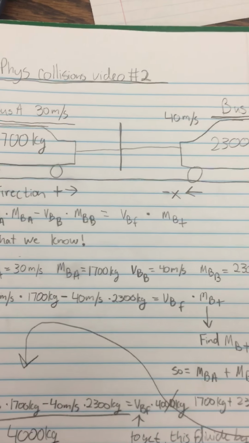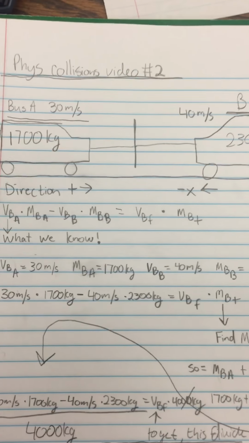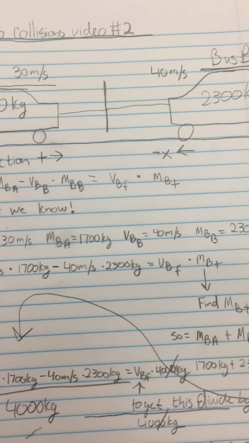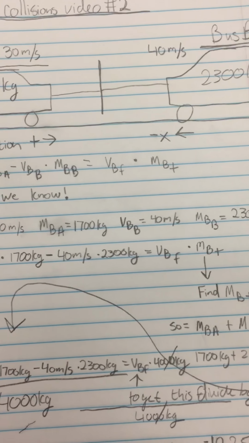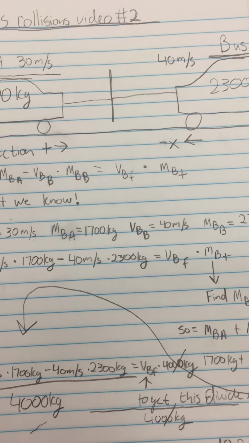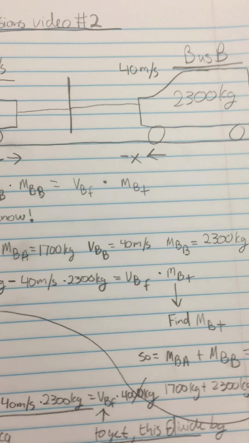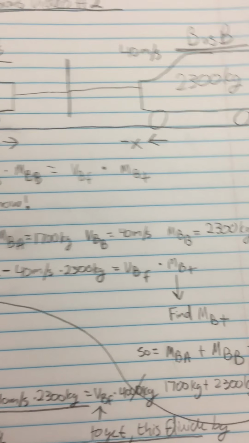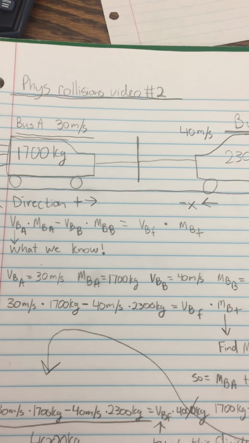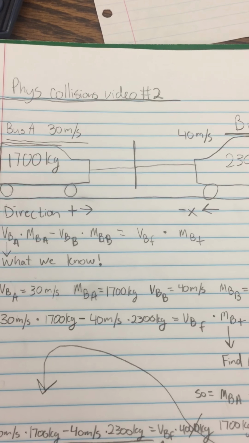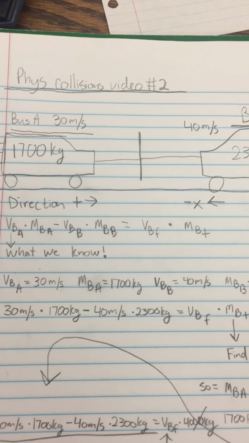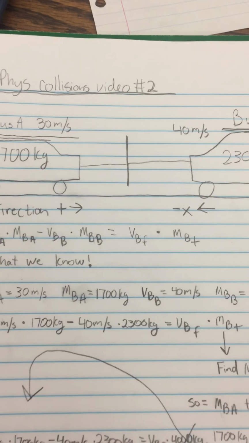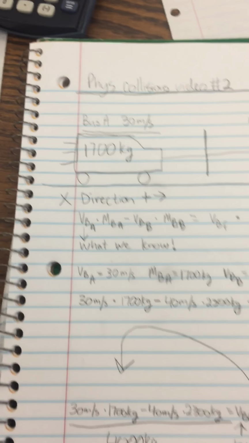Alright, so this problem is we have two big yellow school buses that crash. Bus A weighs 1,700 kilograms going 30 meters per second in the positive x direction. Bus B weighs 2,300 kilograms going 40 meters per second in the negative x direction. And we want to know what is their velocity when they collide, and what direction are the buses going to go after the crash.